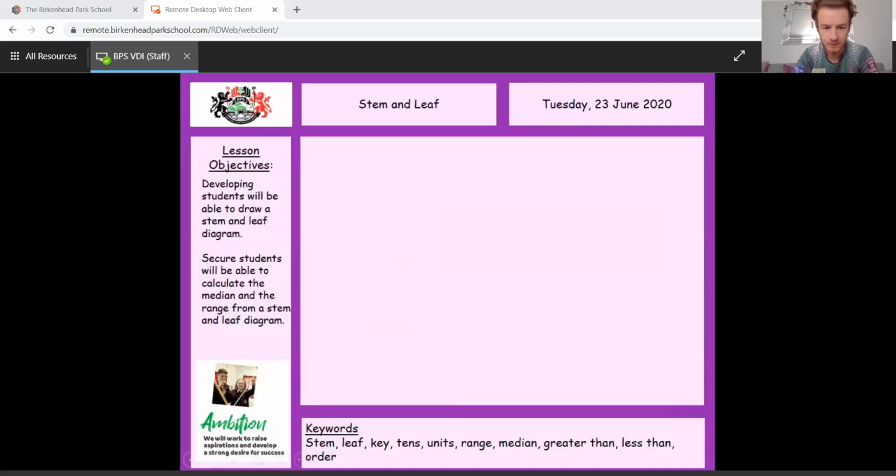So I'm just going to get the lesson up to date. So title, stem and leaf. Some keywords, obviously stem and leaf. You're looking at keys, tens, units, and obviously averages as well, which we'll get onto. So ranges, medians, modes, and so on.